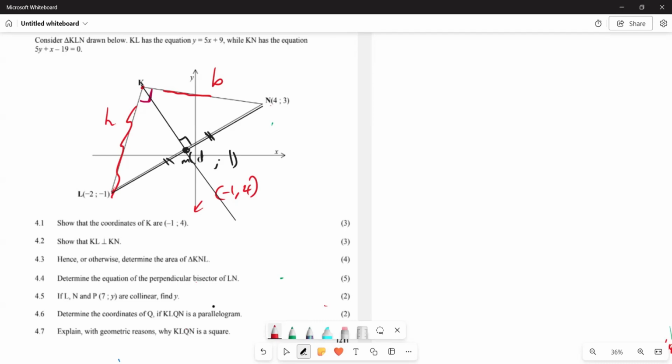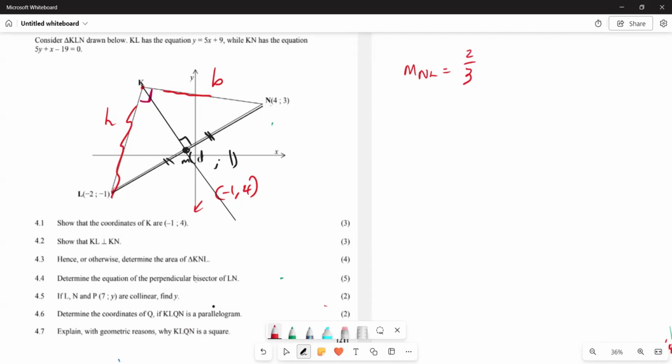Now, for 4.5, in order for us to find out what is going to be the coordinate of P, they are saying if L, N, and P are collinear, find y. Now, this is simple. Firstly, remember from collinear, we know that the gradient is the same, right? So which means now you can say the gradient of your NL is going to be equal to 2/3.